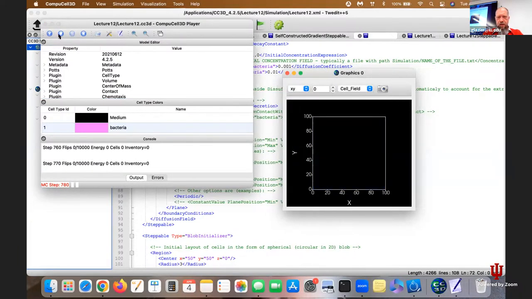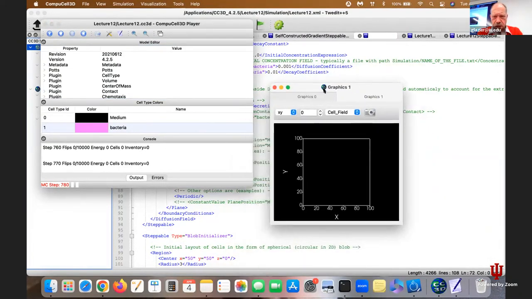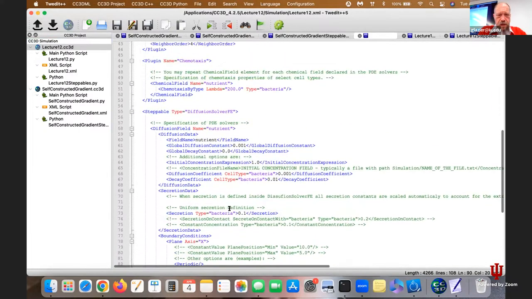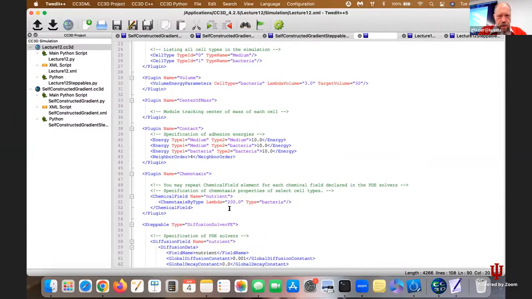I mean, that really looks like there's no... where did your cell go? It disappeared. So why did the cell disappear? Let's start with that. Let's get the cell back. So let's look at the volume constraint. Where's the volume constraint? Lambda volume, target volume, that should be okay. Maybe make lambda volume 8 there, but it shouldn't be doing anything. But the cell should definitely not disappear on you.